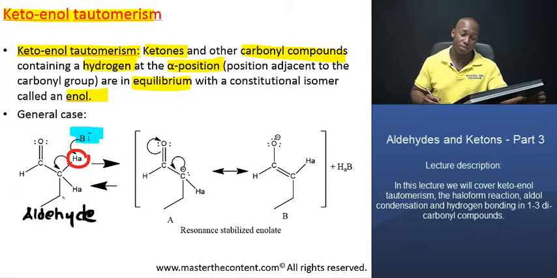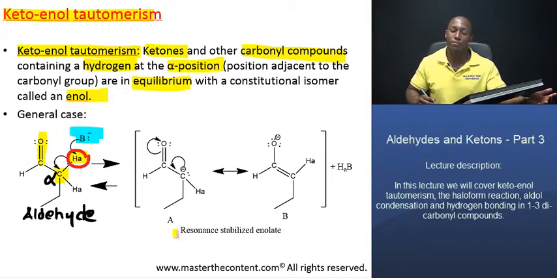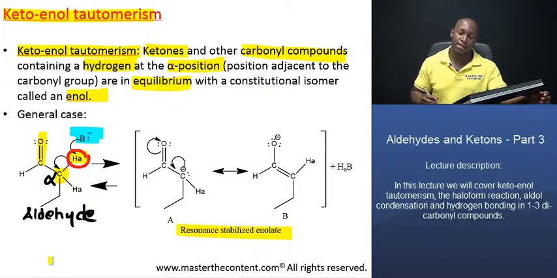Now remember what the alpha position is. It's the position once removed from the carbonyl group. So this is a carbonyl group right here, and that would be the alpha position. That is the alpha carbon right here. So that's an alpha hydrogen, and removal of one of those results in the formation of what is referred to as a resonance stabilized enolate. Now we did encounter this ion in part 2 of this series, so you should be familiar with it.